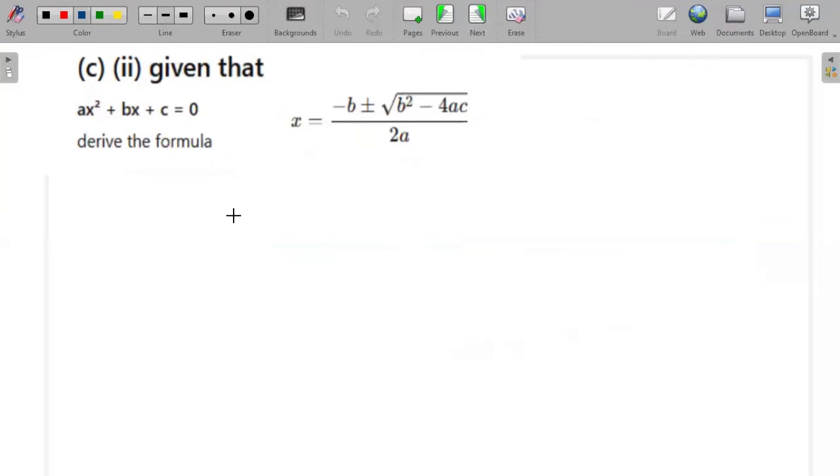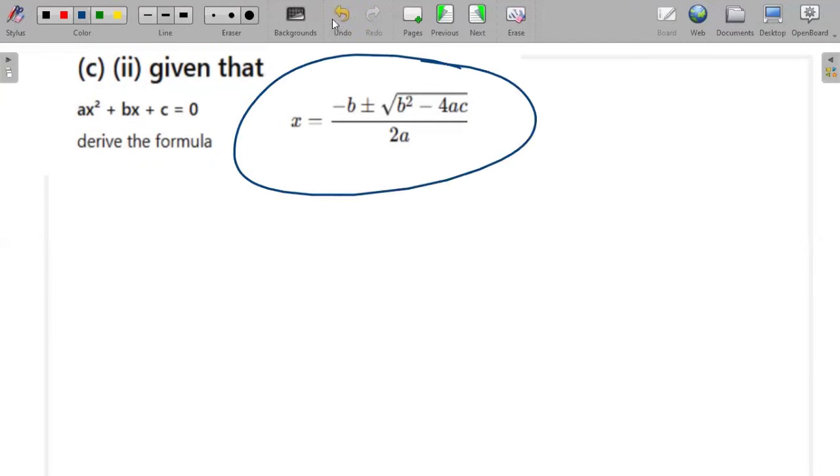All right, so welcome now to this question. We are going to be looking at how we can derive the quadratic formula. How do we derive the quadratic formula? We're just going to be simply using the completing the square method. That's all. And then we'll come up with this quadratic formula here.